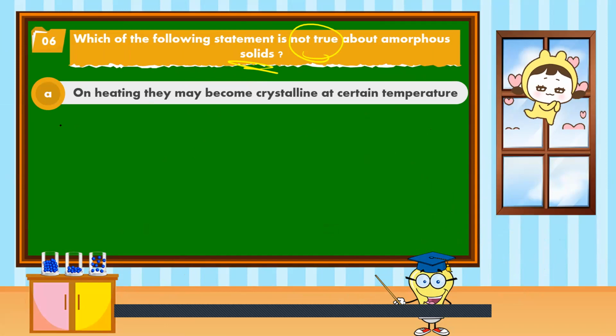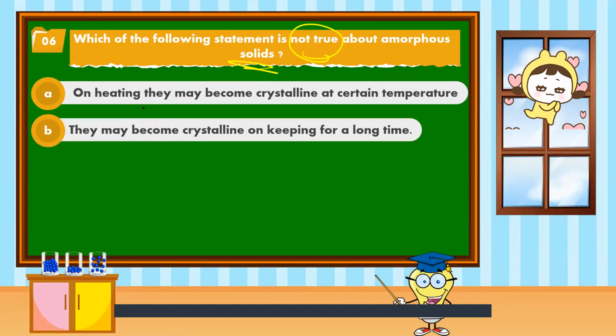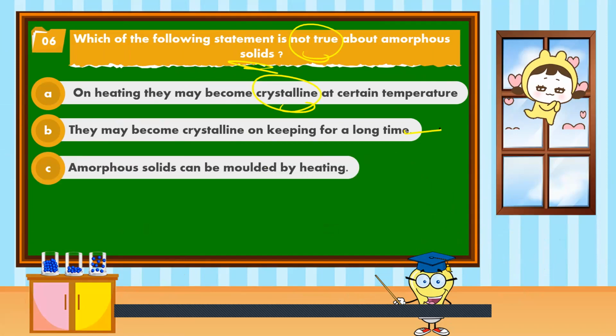Amorphous solids, on heating or cooling, convert into crystalline solids. Yes, on heating they may become crystalline. They may also become crystalline on keeping for a long time. Yes, because when we are heating or cooling, the particles rearrange themselves in an ordered arrangement. Then we get crystalline solids.